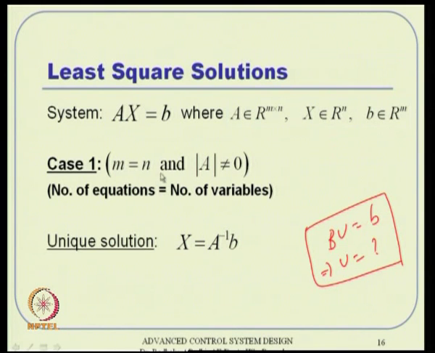Now, case 1: we will concentrate on m equal to n. Then what happens? That means the number of variables is equal to the number of equations, and on top of that we are assuming the determinant of A is not equal to 0. Then the solution is very straightforward. We have seen that many times, that is nothing but x equal to A inverse b. So, if you start with Ax equal to b, you pre-multiply both sides by A inverse.